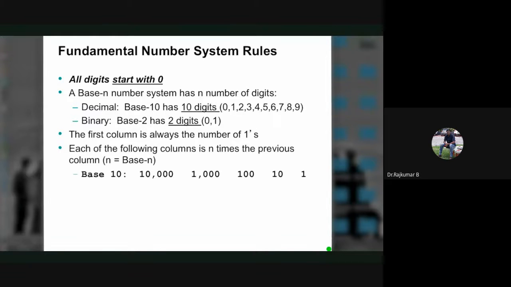Let's take a look. In base 10, the first column is the column of ones, our rightmost column. The next column would be 10 times 1, or 10. The next column would be 10 times that, 100. The next column, 10 times 100, 1,000, and so on. In base 2, we also start with the column of ones. The next column would be 2 times the previous column, or 2. The next, 2 times 2, 4. The next, 2 times 4, 8, and so on.